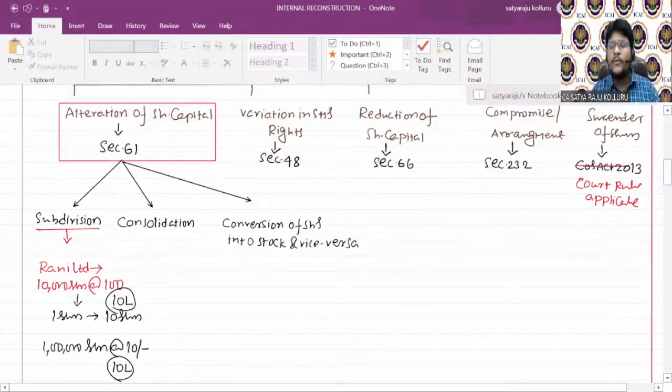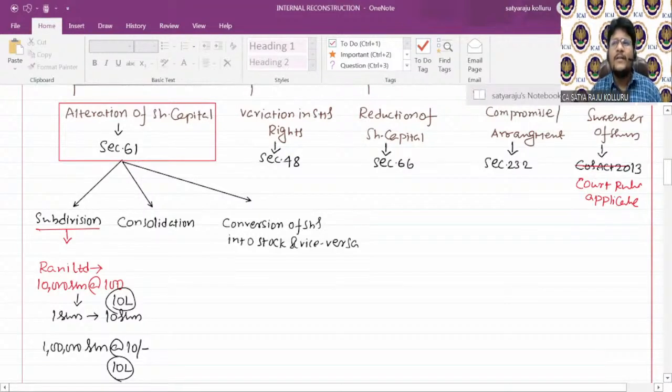But coming to the procedural aspect, we need to do so much. I can give certain examples here. Sir, before going for alteration of share capital, such a provision should exist in the Articles of Association. If such a provision does not exist in the Articles of Association, first you should amend the Articles of Association. Then you can insert one provision: our company can have a right to alter the existing equity shares. That is, we can go for subdivision, or consolidation, or conversion of shares into stock. I mean, conversion of shares into stock and vice versa is possible.